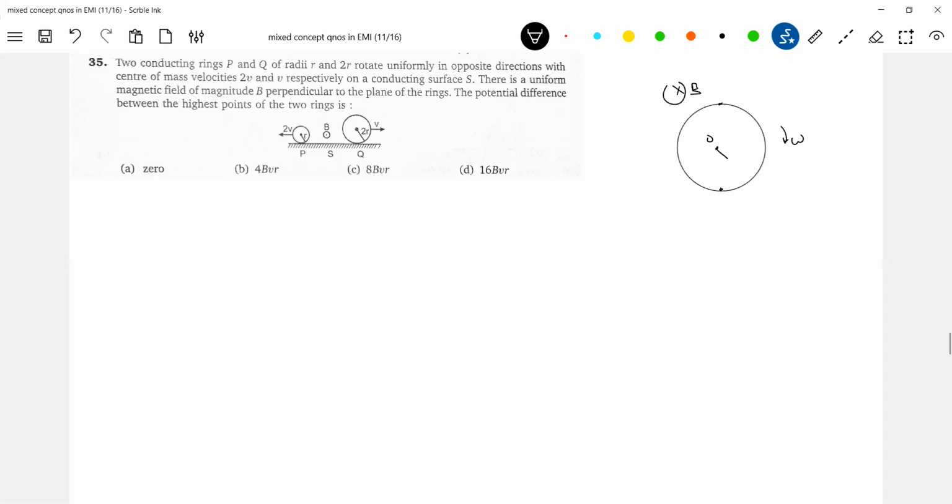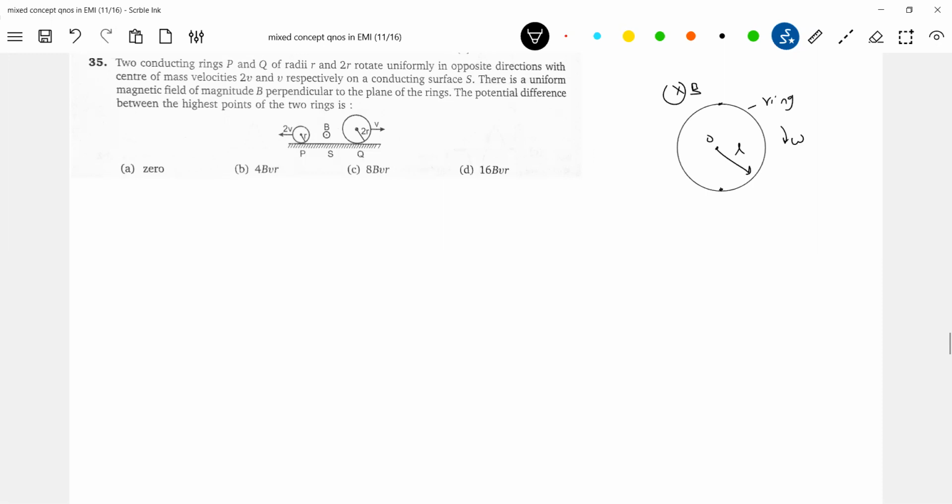B bar into the plane. Let L be the length of the ring. This is a ring. I'll just rotate the ring about an axis passing through its center perpendicular to the plane with an angular velocity omega in a uniform magnetic field, and now B bar is perpendicular to the plane of the ring and parallel to the axis. Will there be any EMF induced in that? It will be zero, no? No EMF will be induced.